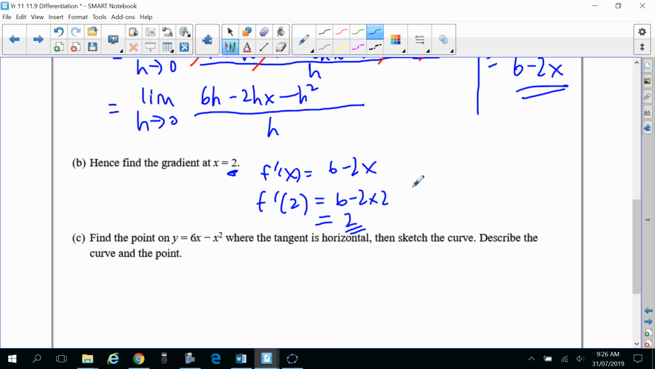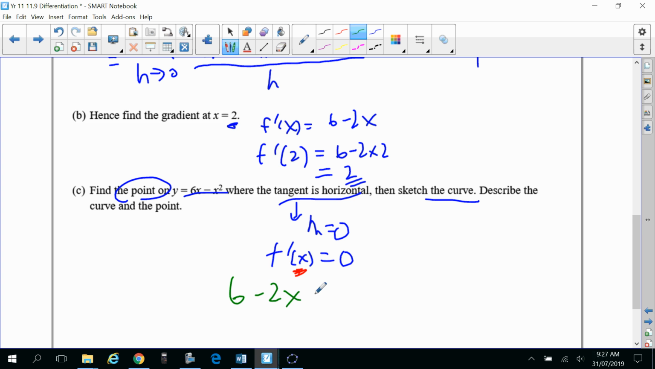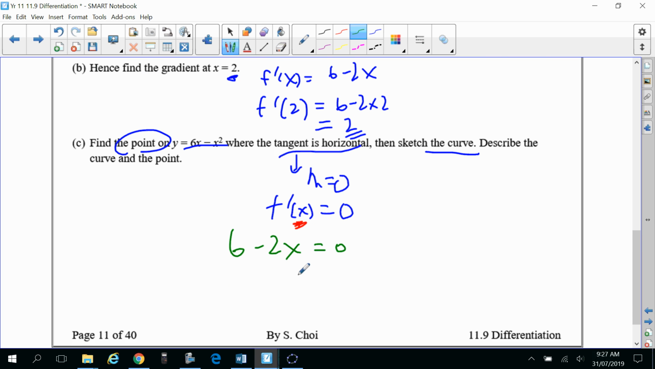Part C. We can also go further. Once we've got the formula, we can sketch the graph. But we'll first find the point where the tangent is horizontal. If the tangent is horizontal, what's the gradient going to be? Anyone? 0. So that means f dash is 0. We have to find the x value. It becomes an equation. What was f dash again? 6 minus 2x. OMG, that's easy. What's x equal to? 3. That means at 3, the gradient is 0.